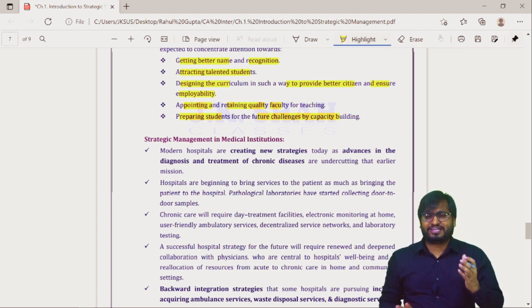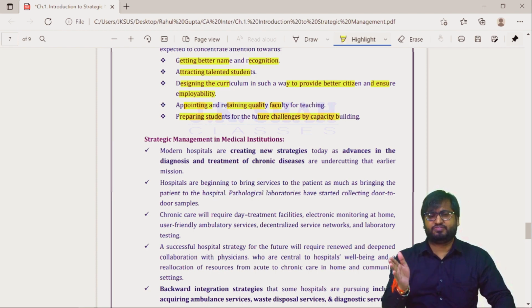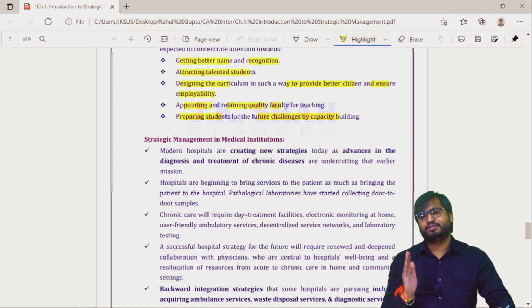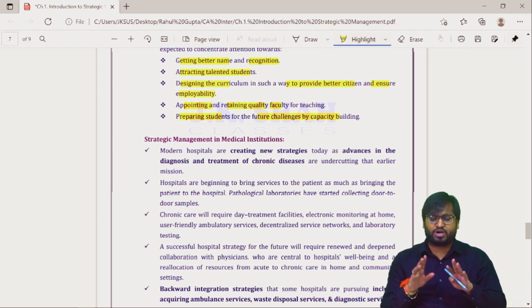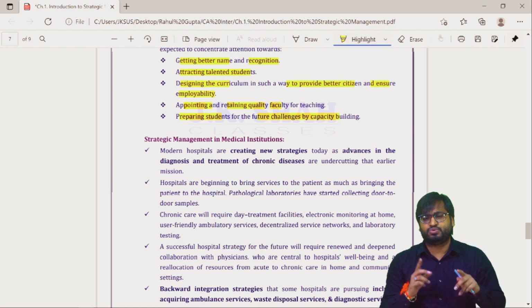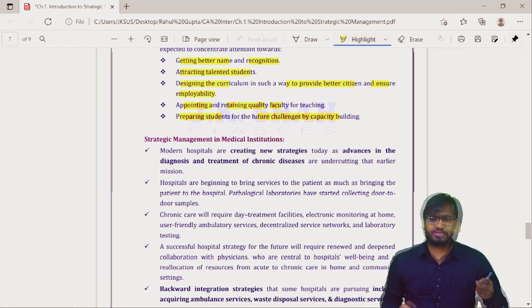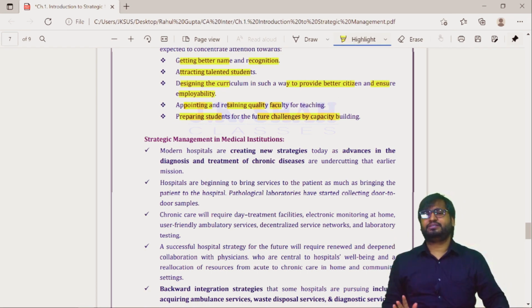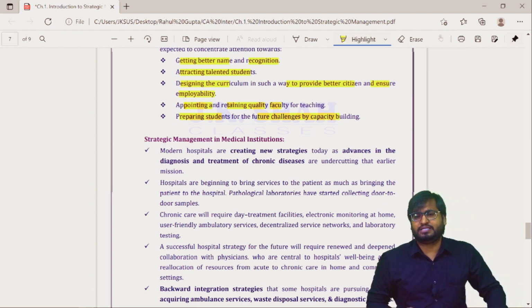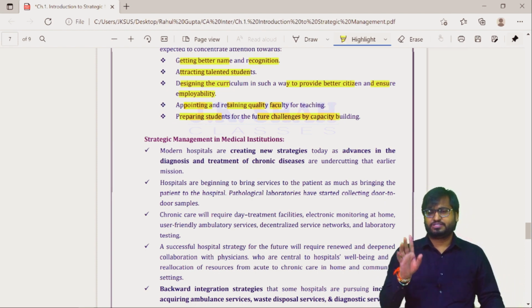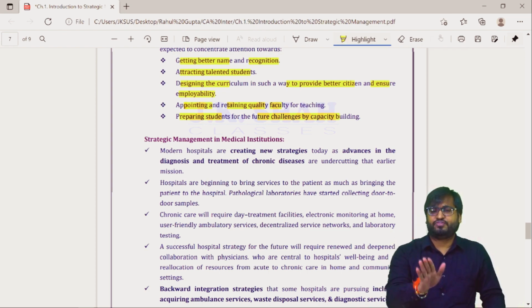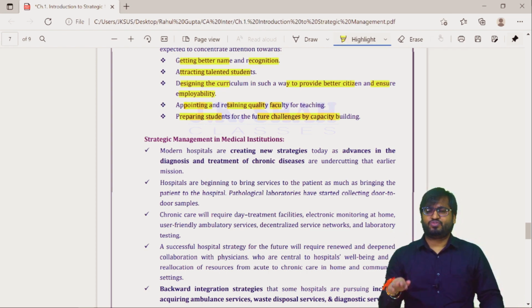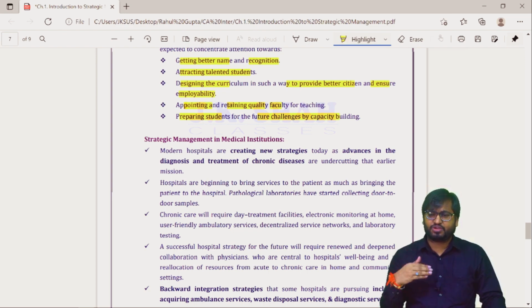People need to be aware that a medical professional will be able to give you proper advice and guide you in a good manner. A Google search will not be able to solve all your problems. You need to consult someone who is an expert, right? So all this comes under strategic management in medical institutions. First, because of the advancement of medicines, hospitals will have to come up with a new strategy because patients are getting cured quickly.